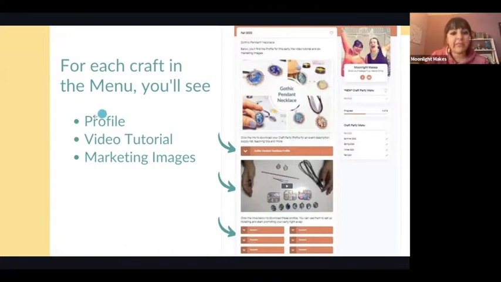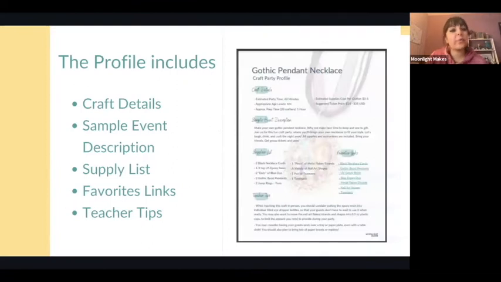There is a craft party profile, which is your first little download bar. Then the video tutorial is right below that, and below that are going to be your marketing images. For the fall menu, there are six images for each of the crafts. We upped it a couple because we felt we needed a little bit more. So that is where to find everything, and as you scroll, you'll see each of the other crafts below.